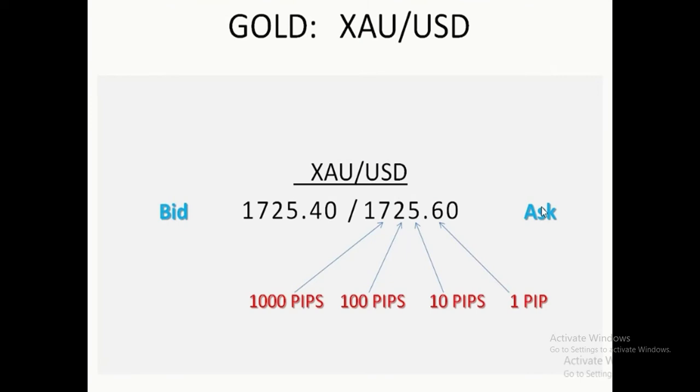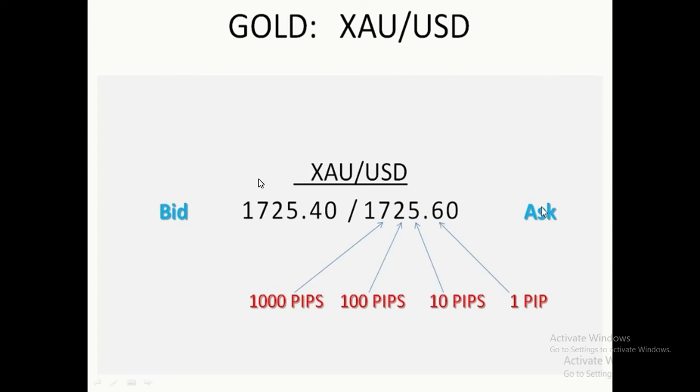So this is how to calculate the number of pips so that you can know the profit you are making or the loss that can be incurred in a particular trade. This is a gold trade. We refer to gold as XAU in forex. So wherever you see XAU, that means you are trading gold in that particular trade. In this one, we have the bid price and the ask price. XAU/USD means you are trading gold against US dollar.